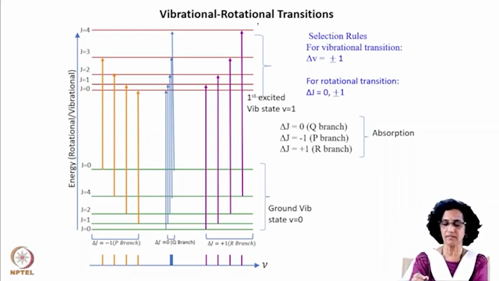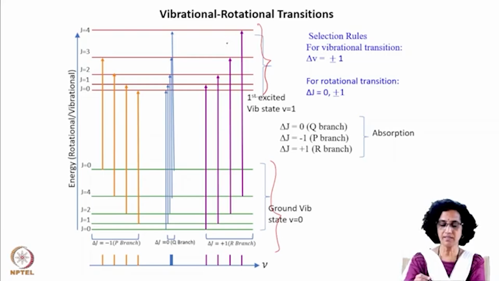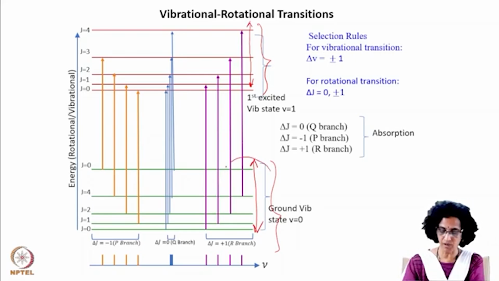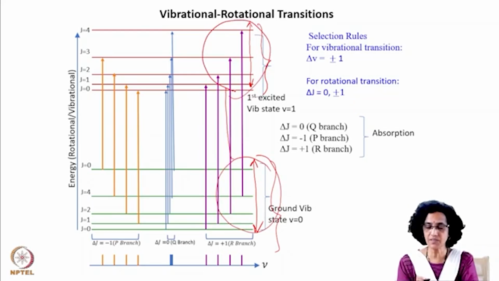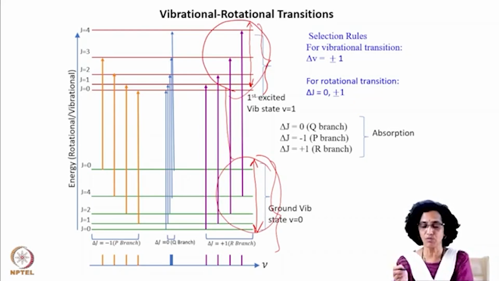And there can also be transitions from rotational levels, as it is shown here. This is the upper vibrational level. This is the lower vibrational level. These are the various rotational levels in the upper vibrational level. These are the various rotational levels in the lower vibrational level, and transitions between the rotational levels of one vibrational level to another vibrational level gives rise to rotational vibrational transitions. And these are also governed by certain selection rules.